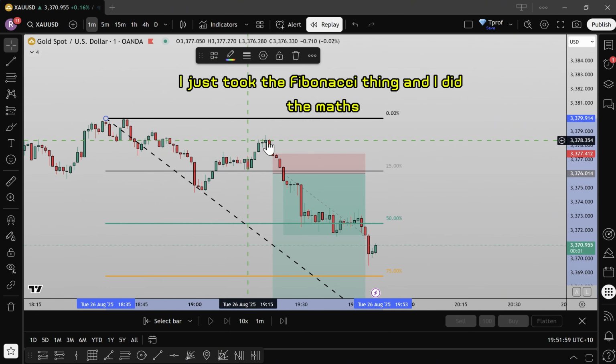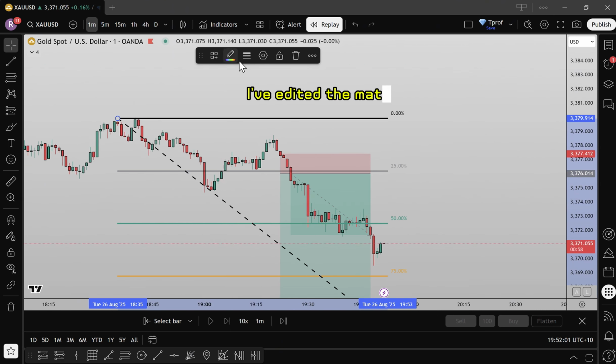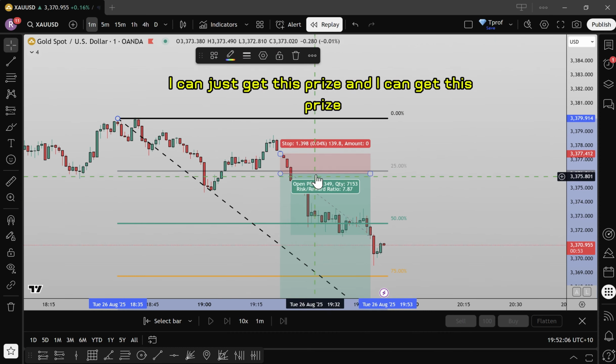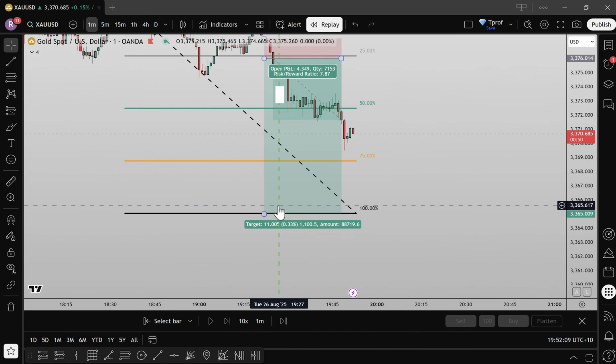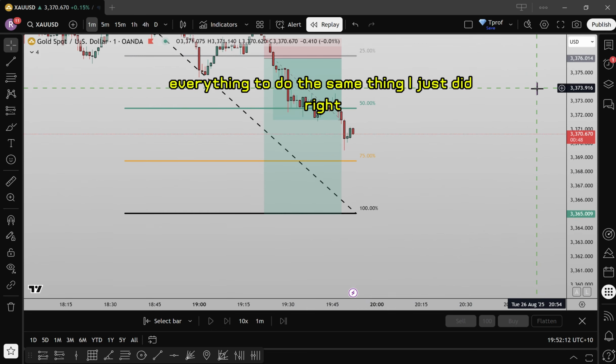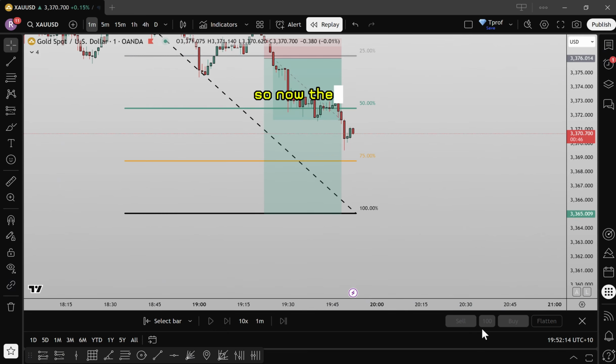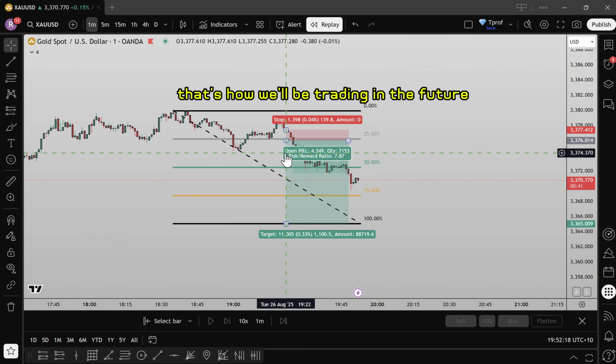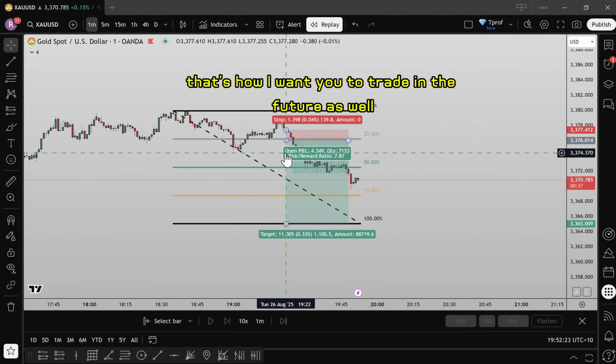I just took the Fibonacci thing and I did the maths. I've edited the maths to double it. So if not, I can just get this price and I can get this price, double it, keep doubling everything to do the same thing I just did, right? So now the thing is, that's how we'll be trading in the future. That's how I want you to trade in the future as well.